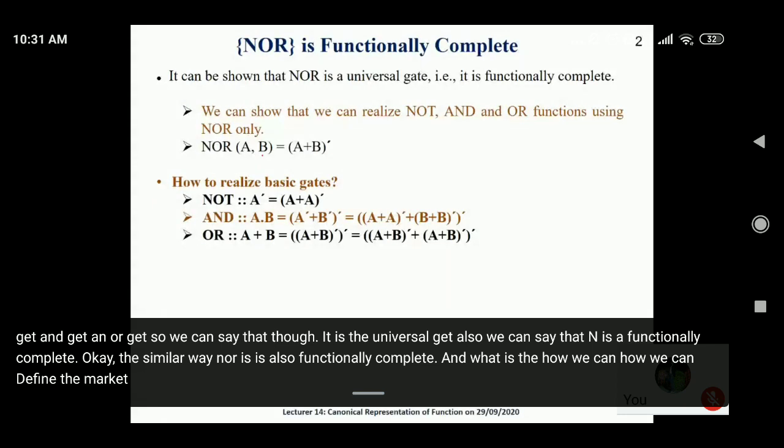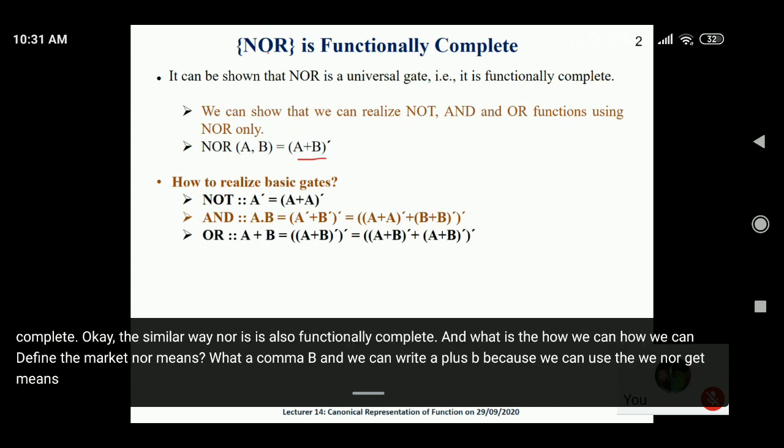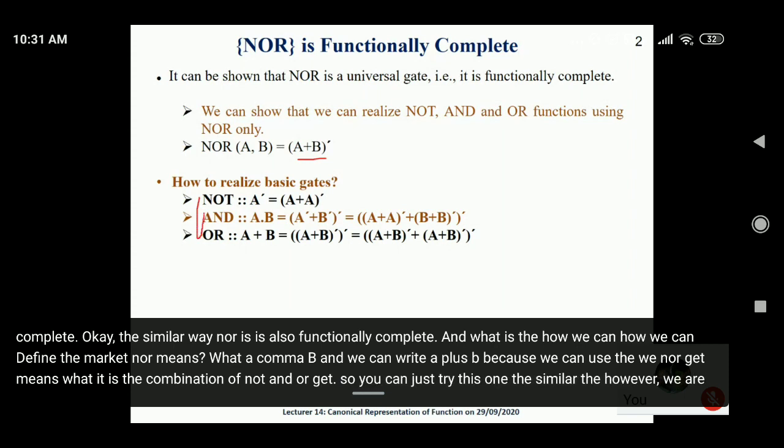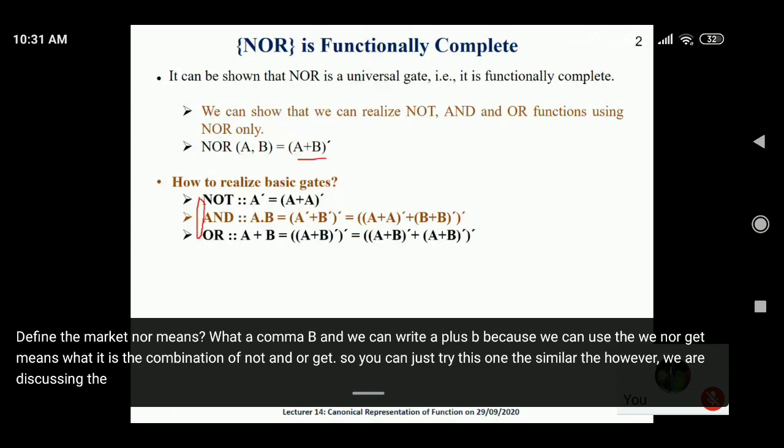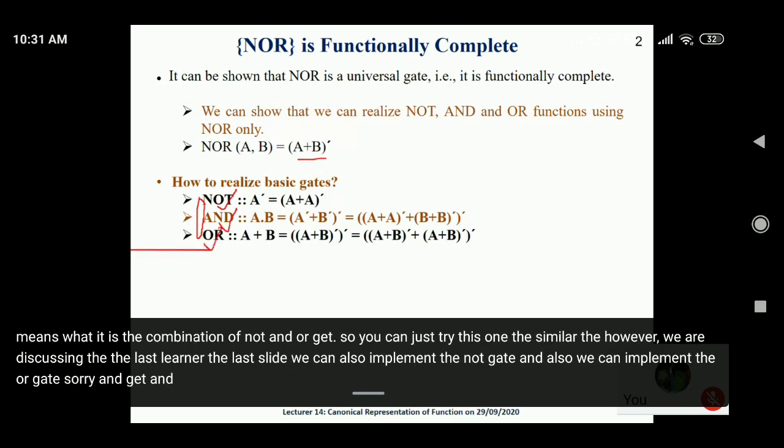And how can we define the NOR gate? NOR means what? A comma B, and we can write A plus B whole bar, because the NOR gate is the combination of NOT and OR gate. So you can just try this one. Similar to whatever we discussed in the last slide, we can also implement the NOT gate, the OR gate, and the AND gate. You can try yourself how to design this. You can convert this particular expression to the circuit.